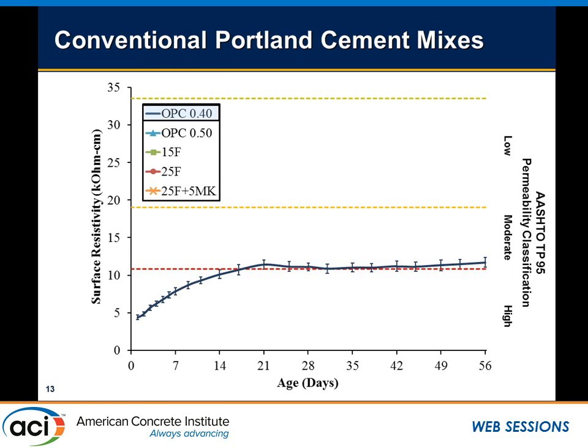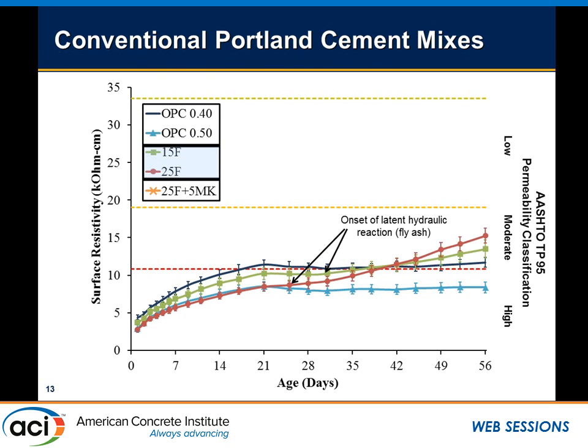We can see, for example, that if we increase the water to cement ratio from 0.4 to 0.5, it just shifts the curve downward at all ages. And that's, again, because there's less cement available to react. We have more open porosity. It's less interconnected. And so we have higher permeability and lower resistivity at all ages.